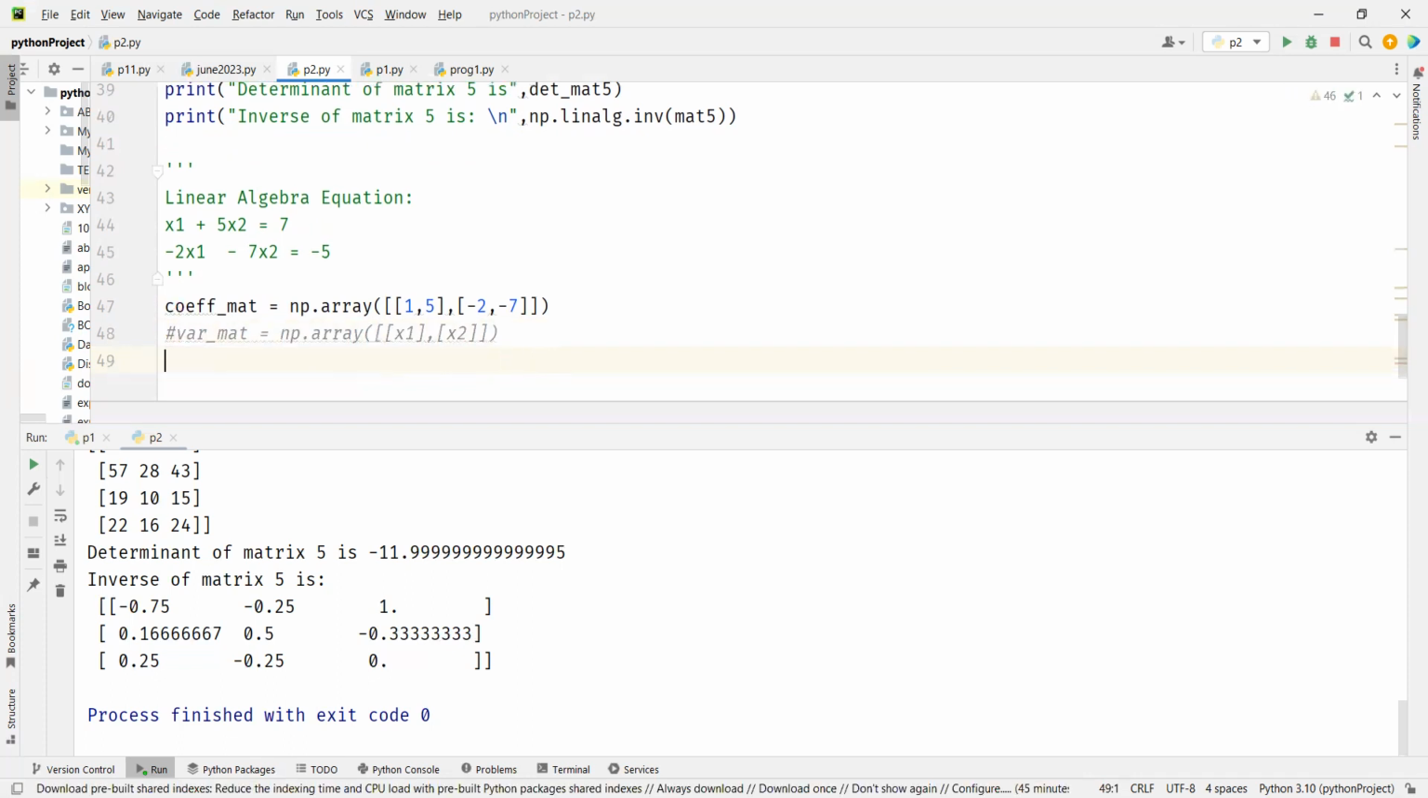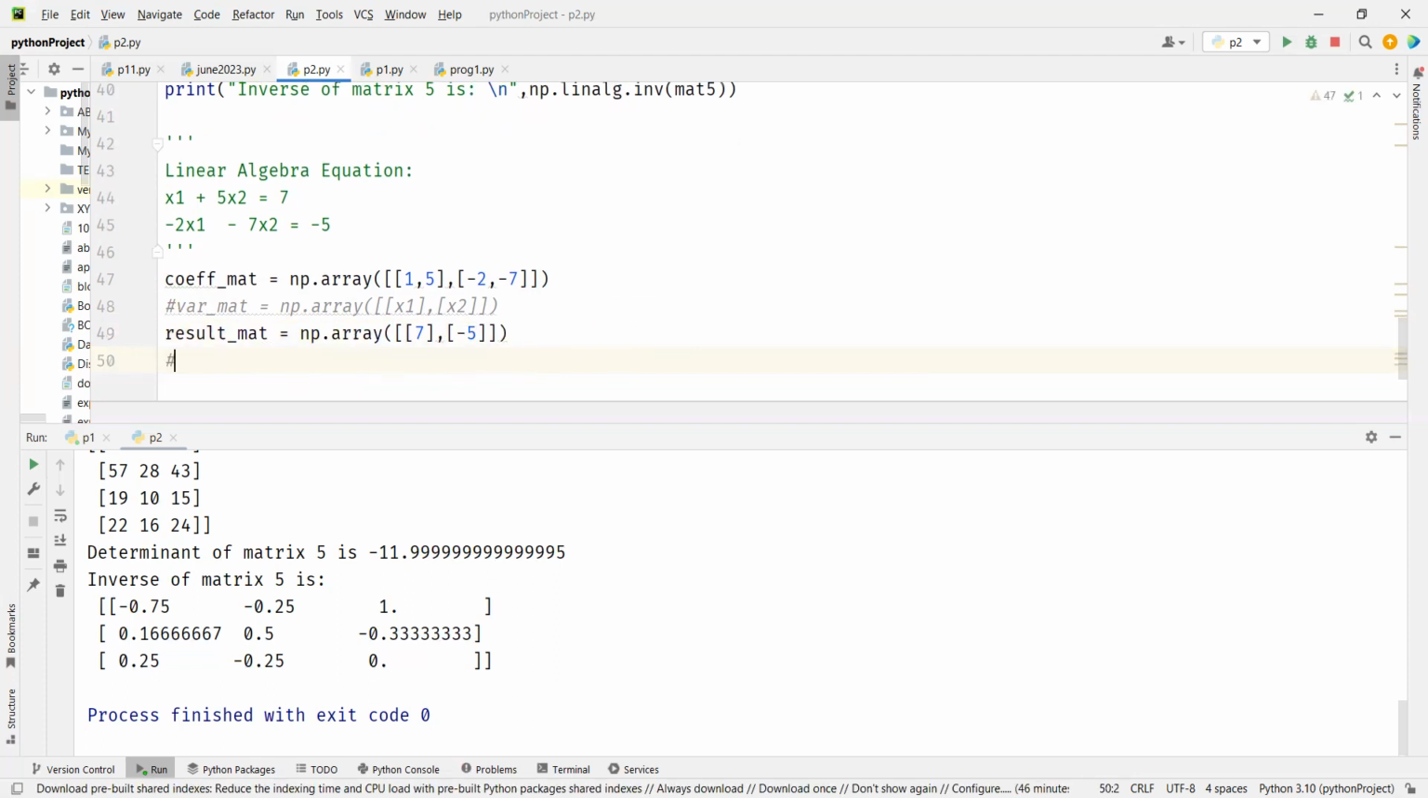So this is your variable matrix, and then you have your output matrix, the answer or result matrix. The result matrix is again np.array, and you have 7 and minus 5. So this is your result matrix. So coefficient matrix into variable matrix equal to result matrix.